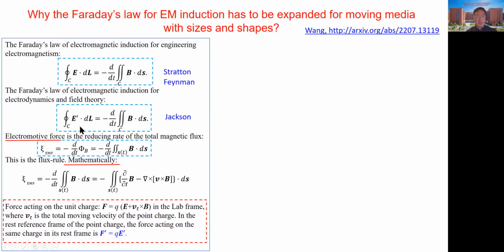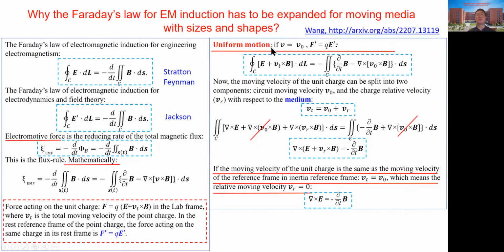So let's say the electromotive force is the reduction rate of the total magnetic flux, and this is Lenz's law here. Using mathematics, this term becomes this over here. Only in an inertial frame does the Lorentz force acting on a point charge equal the electrostatic force when it is in the rest frame. In such a case, that means uniform motion. The velocity is a constant. Then you have F prime equal to this. All right? And in such a case, you can substitute E prime by E plus v. This is the moving velocity of the point charge. It may not be the velocity of the circuits.